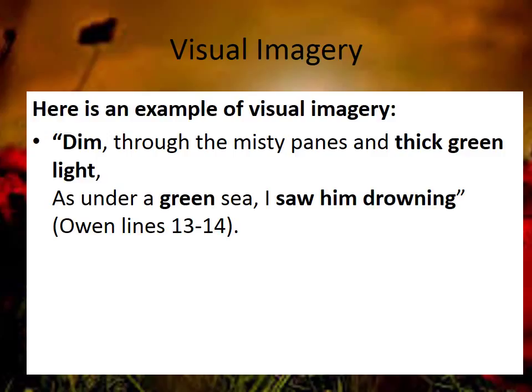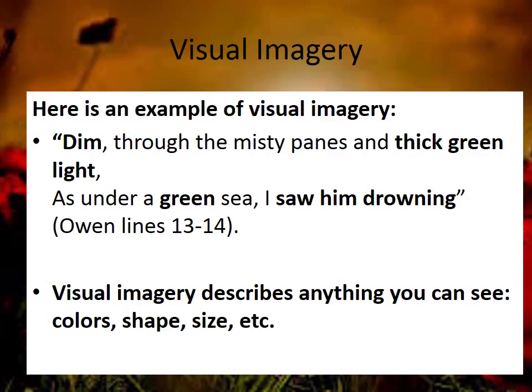I really like that "as under a green sea, I saw him drowning" because that first part is actually a simile using like or as, and the second part is a metaphor because he's not really drowning. He's actually choking to death, exhibiting the symptoms of drowning because of the gas that's around him. Okay, but to the visual imagery: dim, green, and what he saw. So it describes anything you can see, which would be colors, shapes, size, etc. I can't see cold, right? But I can see the blue glimmering icicles.